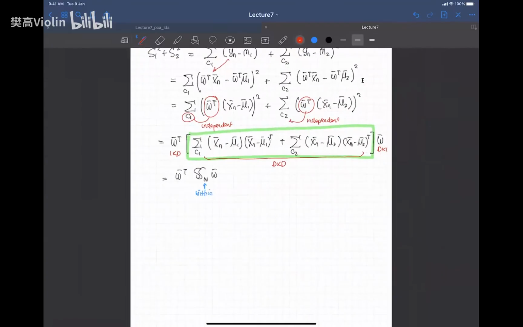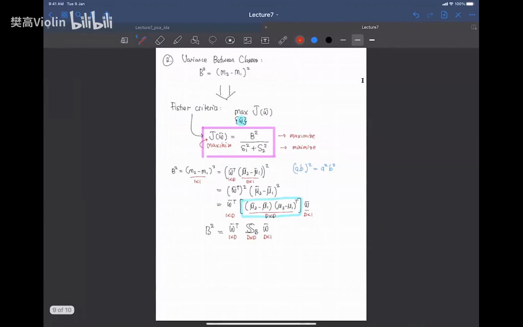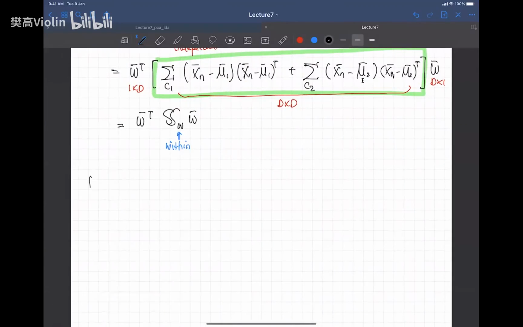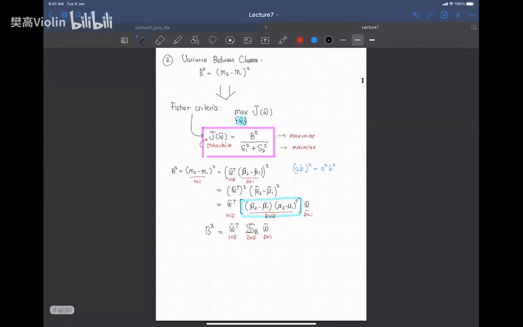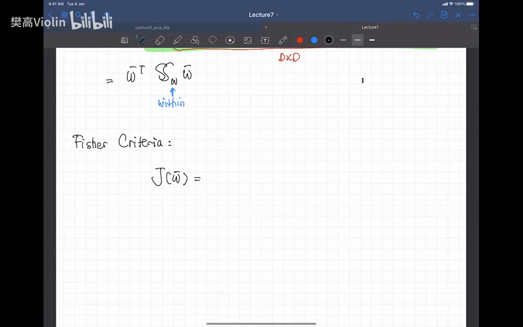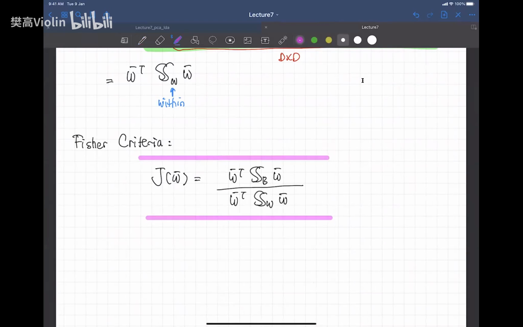So if you combine this definition and the previous definition here, then the Fisher criteria is that J(W bar) equals W transpose SP W divided by the second one, which is W transpose SW W bar. Remember, this is the important equation, and we want to maximize it.